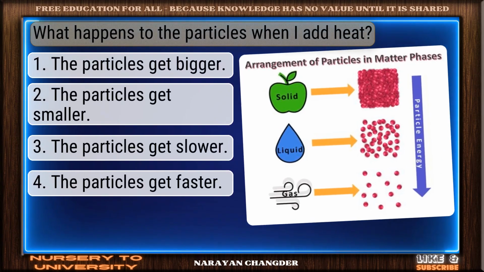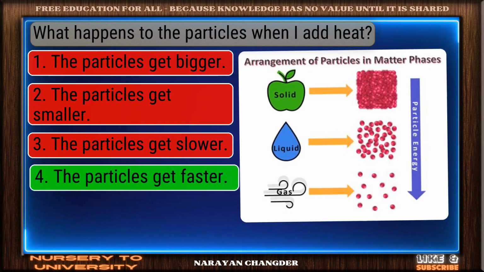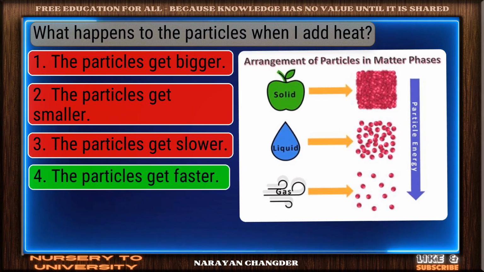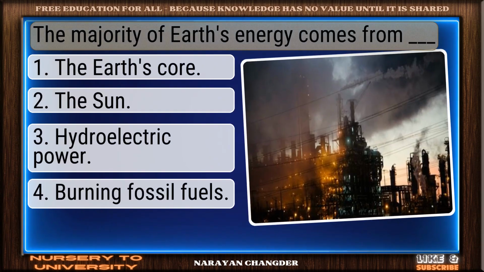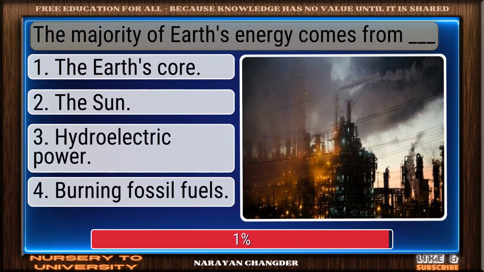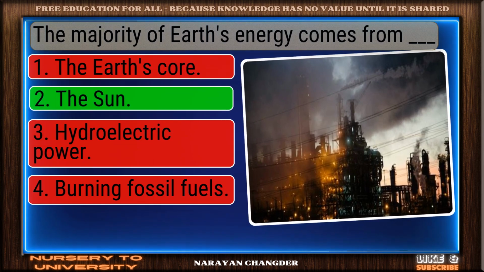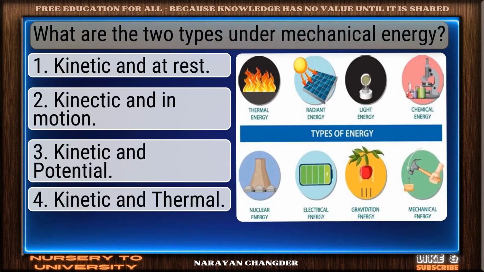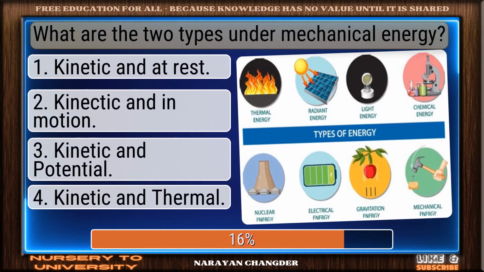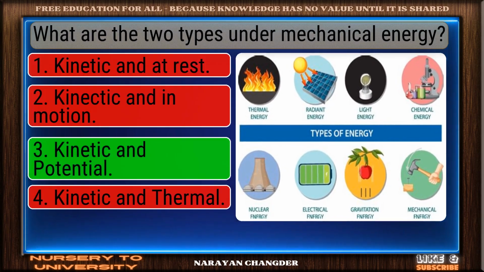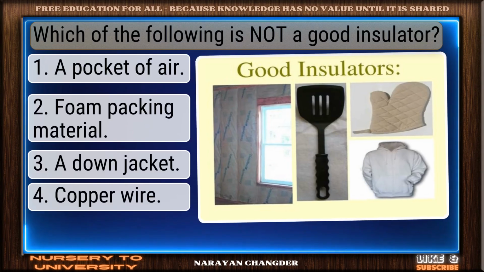What happens to the particles when I add heat? You're right. The particles get faster is the correct answer. The majority of Earth's energy comes from dash. Excellent. The sun is a brilliant choice. What are the two types under mechanical energy? Right choice. Kinetic and potential is the best answer.